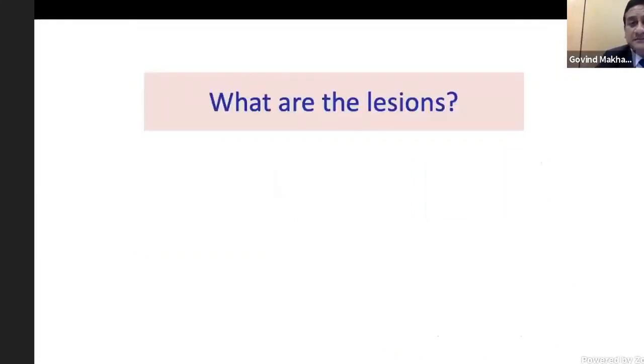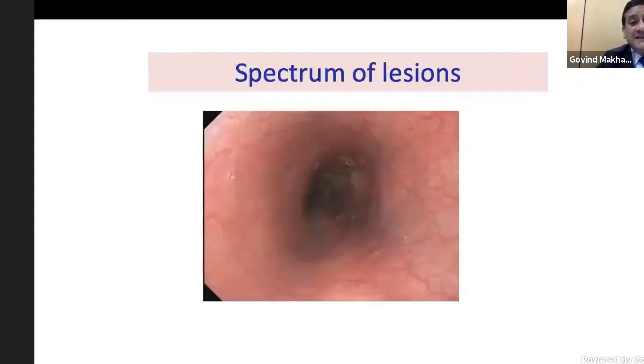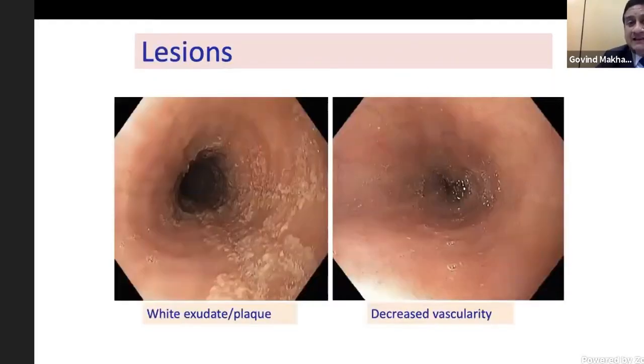So what are the lesions? Most people think that the lesions have to be rings or furrows, because this is the imprint in the mind. No. Many patients can have a normal endoscopy. 17% of patients can have a normal endoscopy. They can have lesions like white exudates. They can have edema, and therefore there's decreased vascularity of the mucosa.